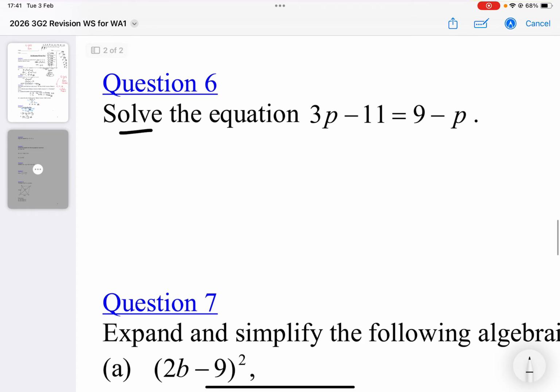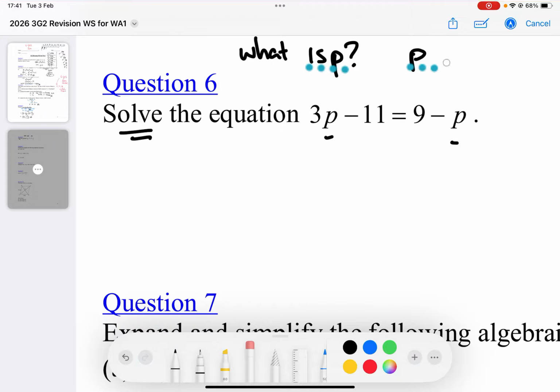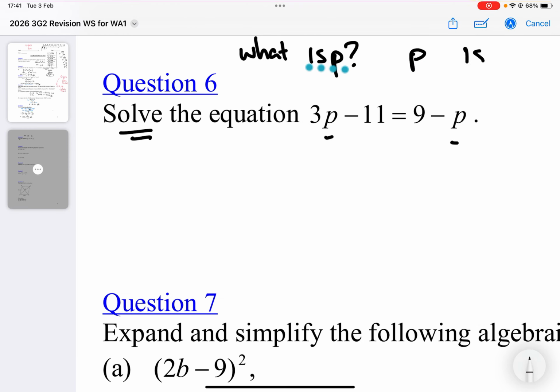Then question 6 is very different. They say solve the equation. When they say solve the equation, the unknown is p. What the question is really saying is, they are asking you, what is p? So when people ask you to solve, they are asking you what is p. Then you must answer, p is something. What is this number that p should be? Or in mathematics, we write it in a bit of short form: p equals something.